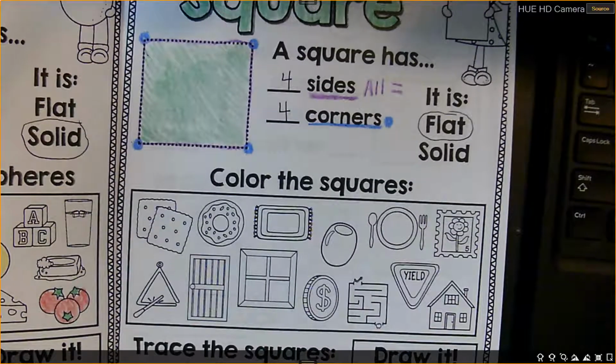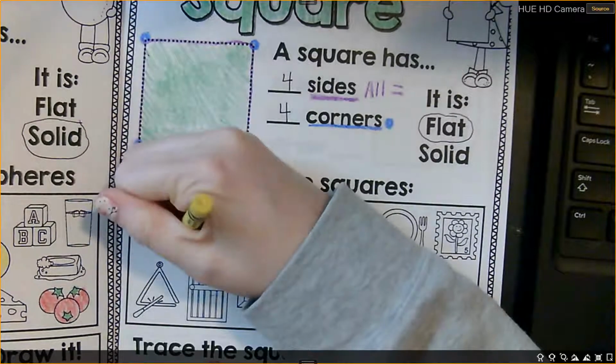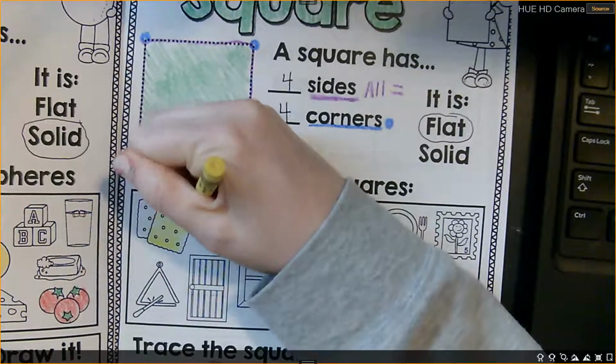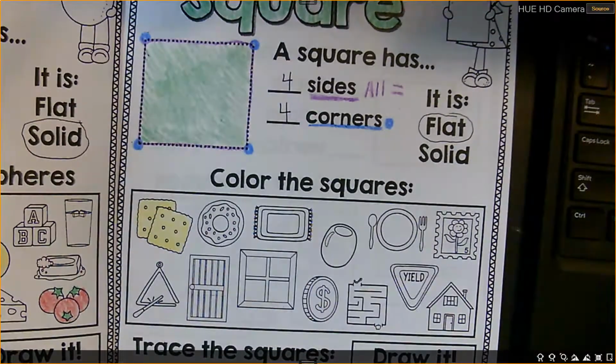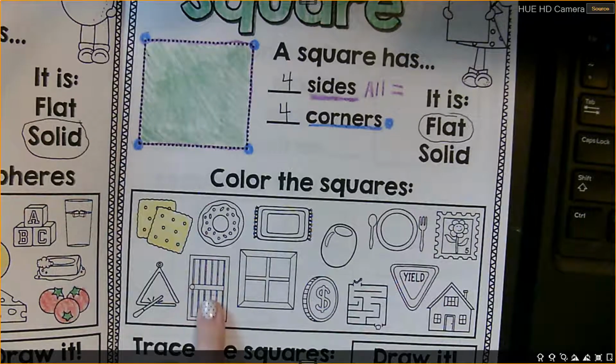Okay. Down here, we're going to color our squares that we see. And remember, a square has four sides, four corners, and all the sides are equal. And so I see a square right here, these crackers. Do you see any more squares? Can you point to a square? Is this a square? No, this is not a square because it does not have all the sides equal. So we can't color that.